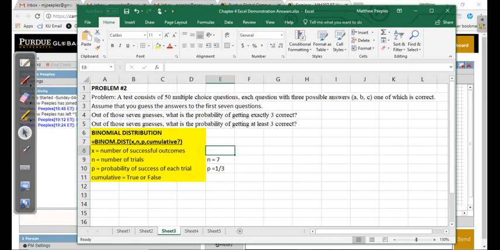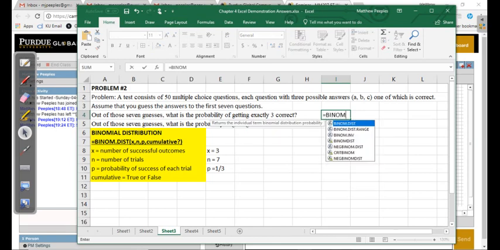So let's say that we're asked to find out of those 7 guesses, what's the probability of getting exactly 3 correct? Well, in this case, we do not want a cumulative, so we're going to use false for cumulative because we only want the probability of that one single exact number of successes. So in this particular case, we're going to use x equals 3 as our number of successes out of those 7 trials. What's our probability? Well, here's what we do. We type in the command binom.dist, and we see that pops up as one of our formulas.